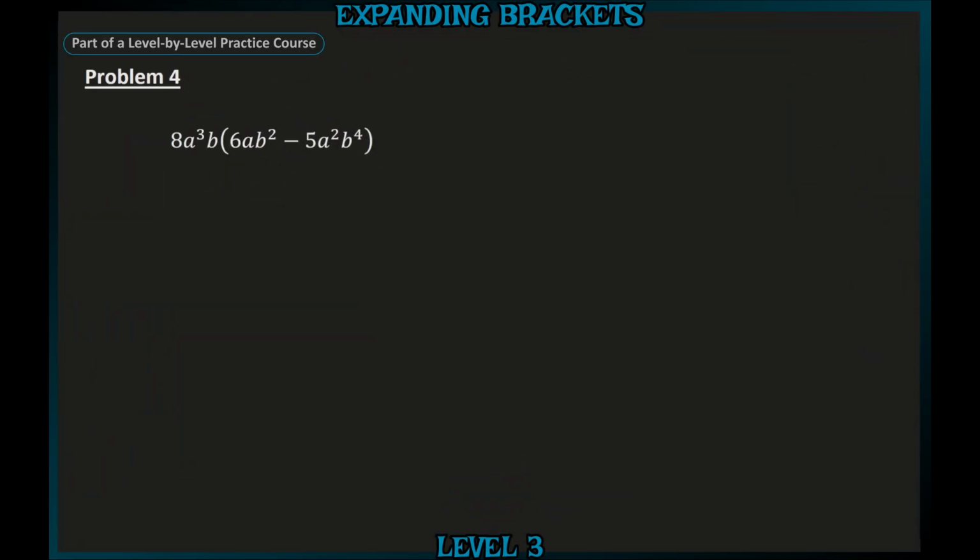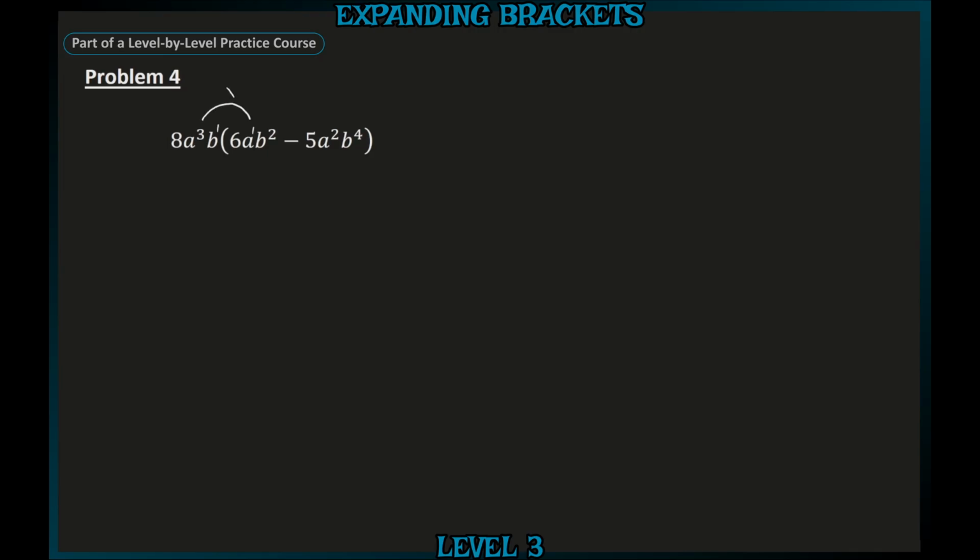In problem 4, we're expanding 8a cubed b multiplied by 6ab squared minus 5a squared b to the power of 4. Again, when we're multiplying indices, we can use our laws of indices here and add the powers together. So any of the letters that don't have powers on, I'm just going to add a power of 1 to. And now we can expand.